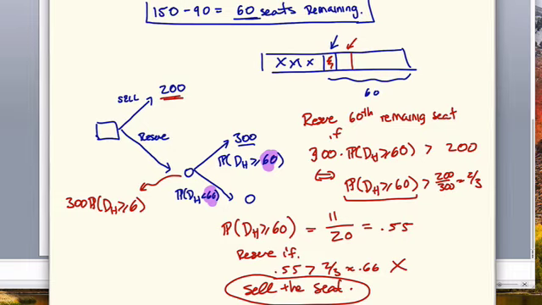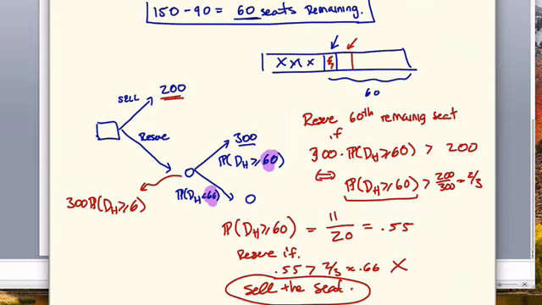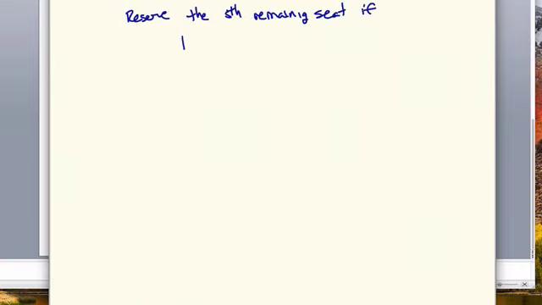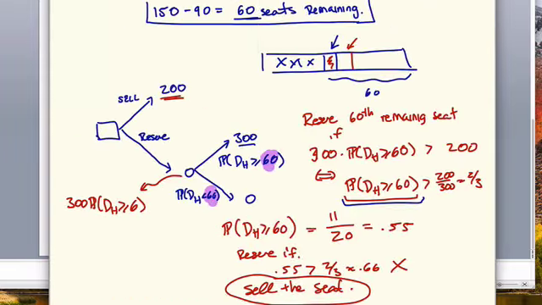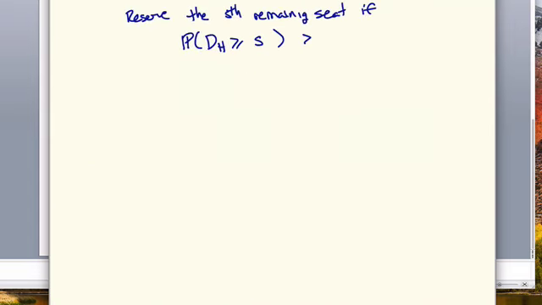So, what I could do is write a generic rule that says reserve the nth remaining seat if, and then I look back here, what would it be? It would be this probability, but I would change the 60. So it would be the probability that DH is greater than or equal to, not 60, that's what I had before, but S, greater than 2/3.